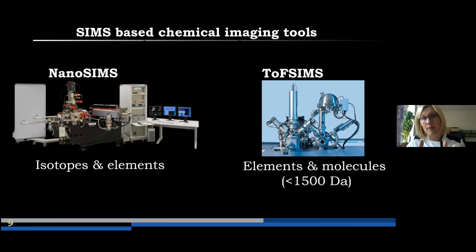And I will show you further two instruments which we use quite often, either complementary or correlatively. In this talk, I will show you images and studies where we use them both correlatively and which type of questions we could answer with them.